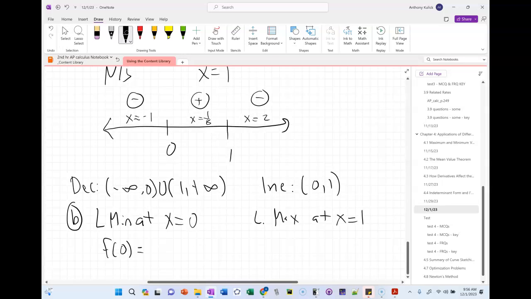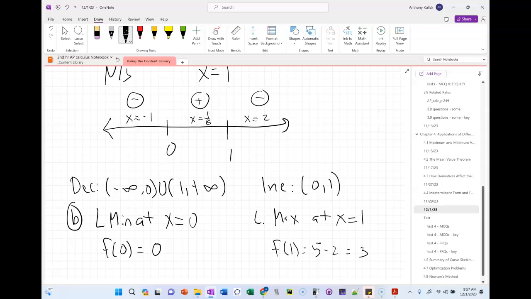So I actually have to plug that x into f to get the actual value. So when I plug 0 in, I get 0. And when I plug 1 in, I get 5 minus 2, so 3. So those are the actual answers we want. Is that okay?